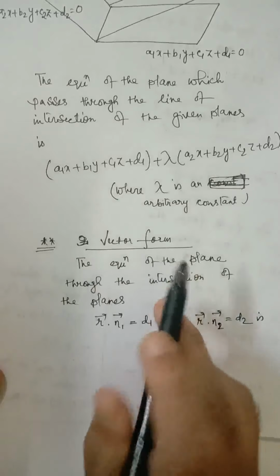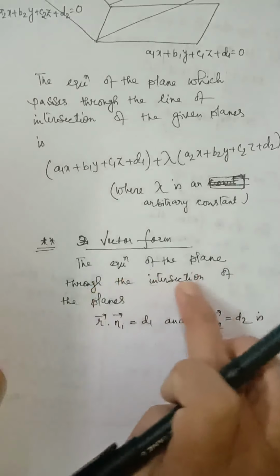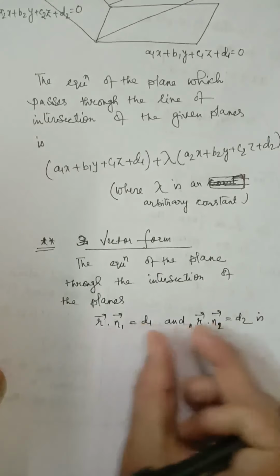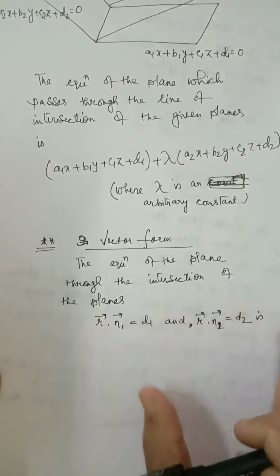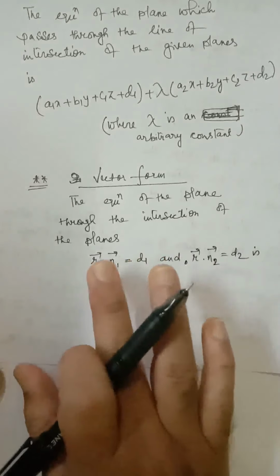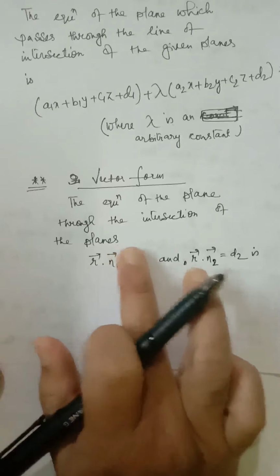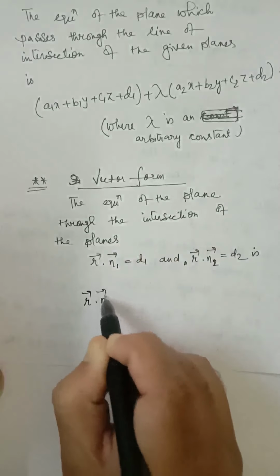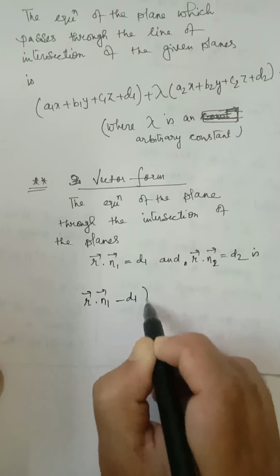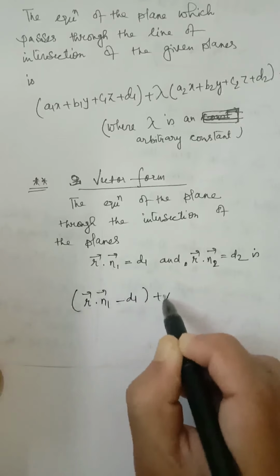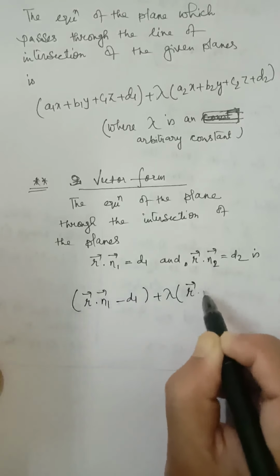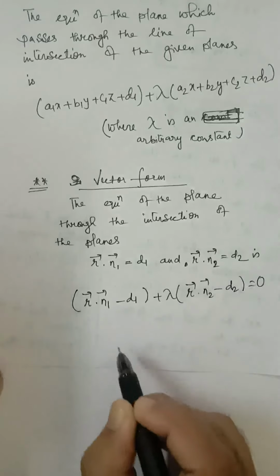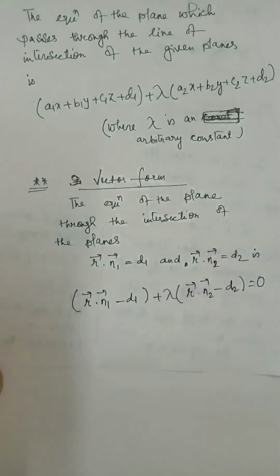And now in vector form, the equation of the plane through the intersection of two planes, these are the equations of planes in vector form. We have to find the equation of the plane which passes through the intersection of these two planes. It will be: the first plane, r vector dot n1 vector minus d1 equal to 0, plus lambda into the second plane, r vector dot n2 vector minus d2 equal to 0, where lambda is an arbitrary constant.